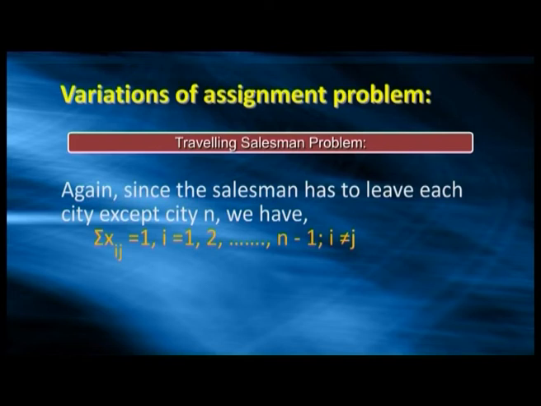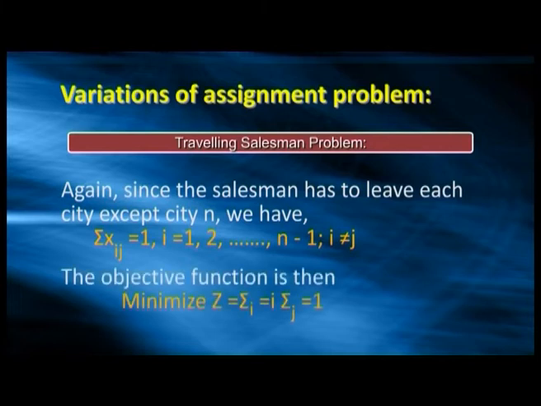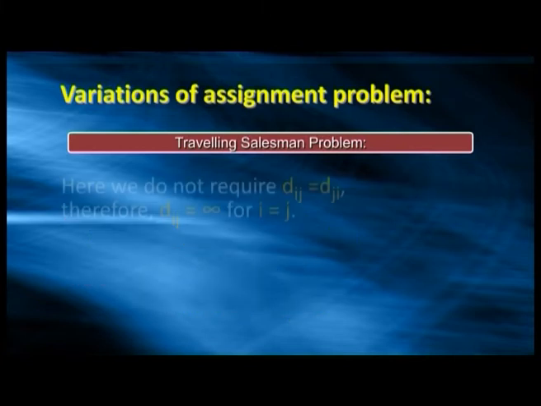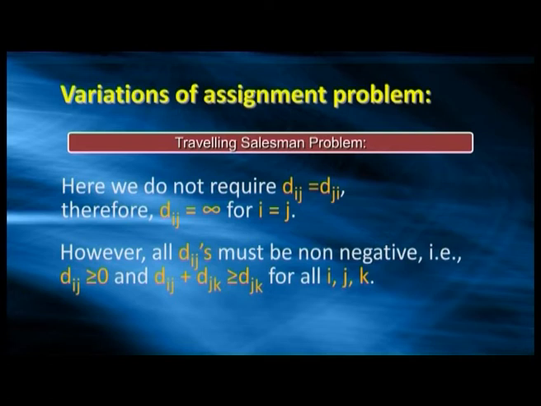Again, since the salesman has to leave the city each except city n, we have summation xij is equal to 1, i is equal to 1, 2 up to n minus 1, i not equal to j. The objective function is then minimize z is equal to summation i equal to 1, summation j equal to 1. Here we do not require dij equal to dji, therefore dij is equal to infinite for i equal to j. However, all dij's must be non-negative, that is dij is greater than or equal to 0 and dij plus djk is greater than or equal to dik for all i, j, k.